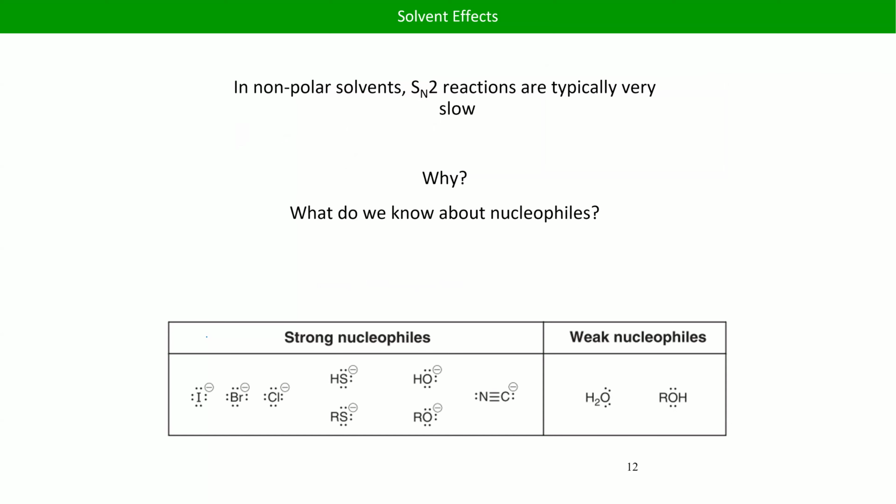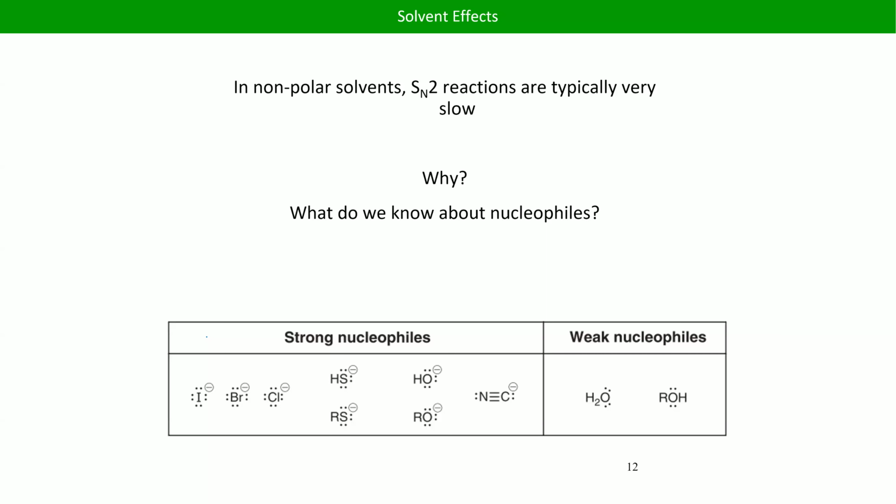If you're in a non-polar solvent, SN2 reactions are pretty slow. Why might that be the case? There's not a lot of positive, like if it's not polar, it's all neutral. And if it's non-polar, can you actually dissolve any of those? They're not going to dissolve in it, right?